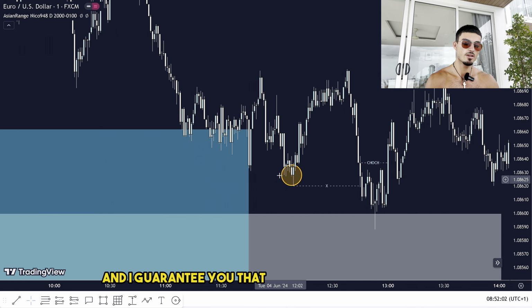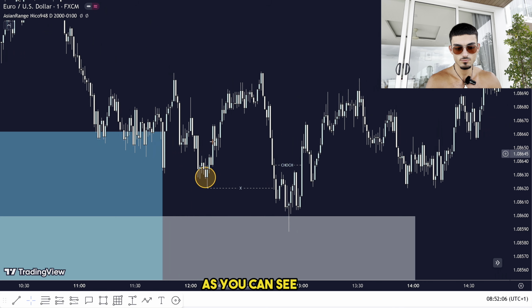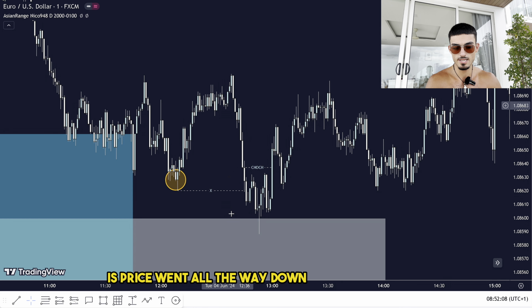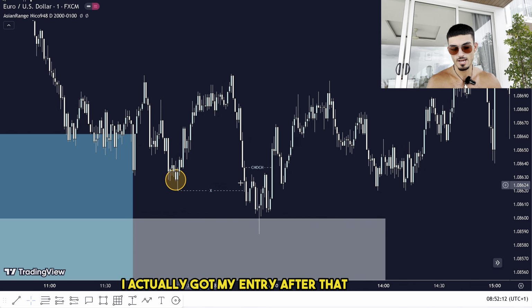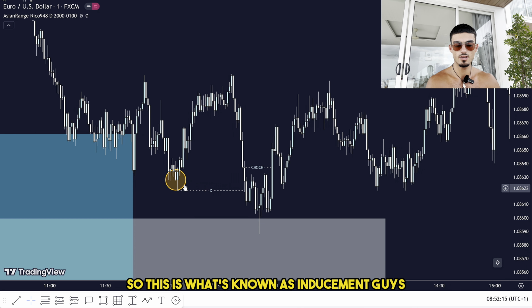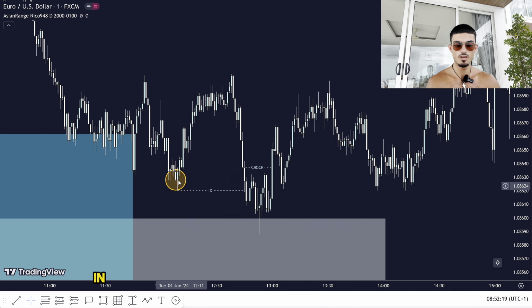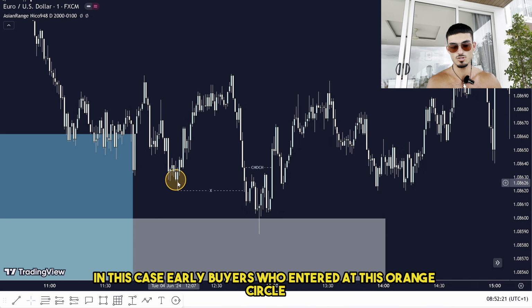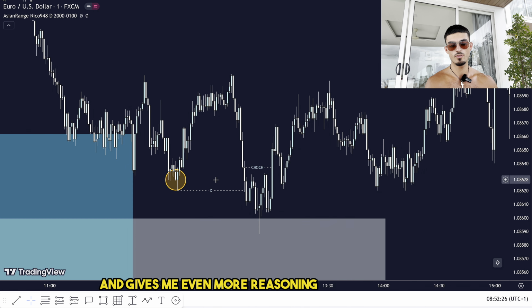And I guarantee you that some people would have entered here. However, what happened, as you can see, next is price went all the way down and took out this orange circle. I actually got my entry after that happened. So this is what's known as inducement, guys. This is when early sellers are taken out of the market and early buyers are taken out of the market. In this case, early buyers who entered at this orange circle would have been taken out of the market, which builds up more liquidity and gives me even more reasoning to take the trade.